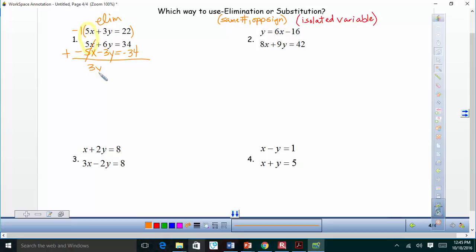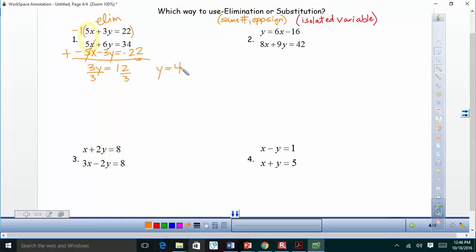Positive 3y equals, oh, should this be a 34? Should be a 22. Okay, and then 34 plus a -22 is 12. Okay, then we would divide by 3 and y equals 4.